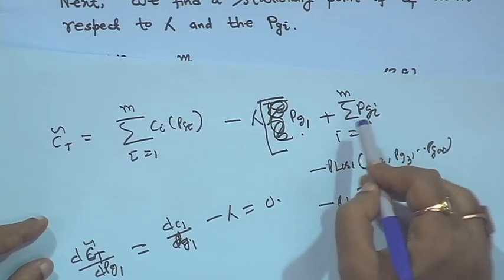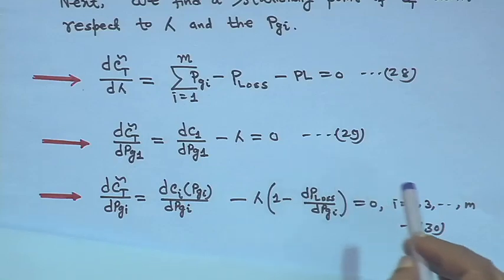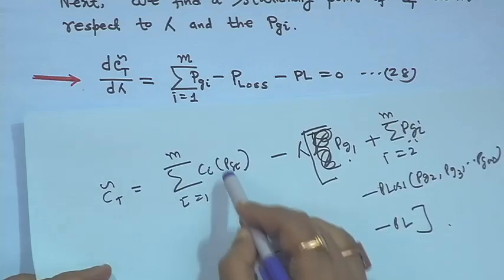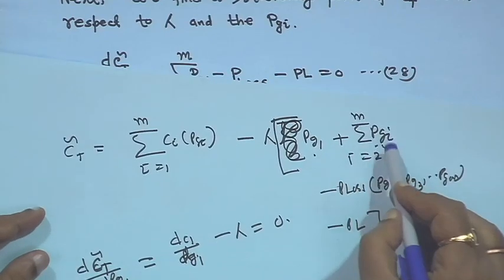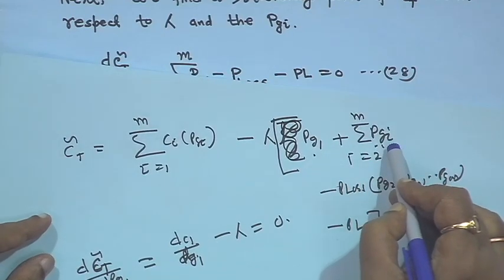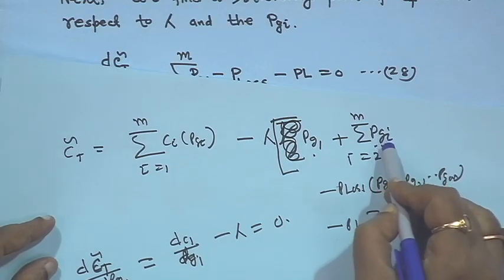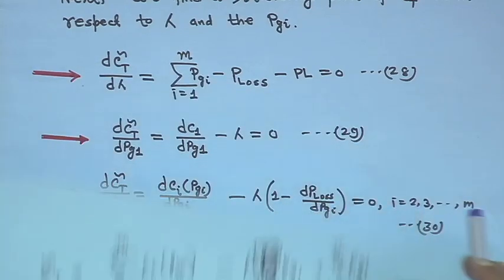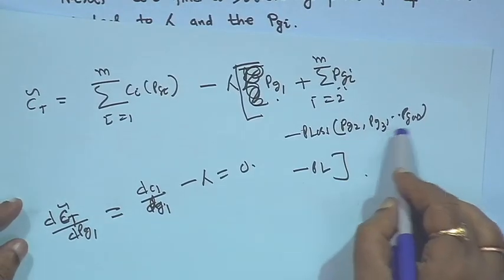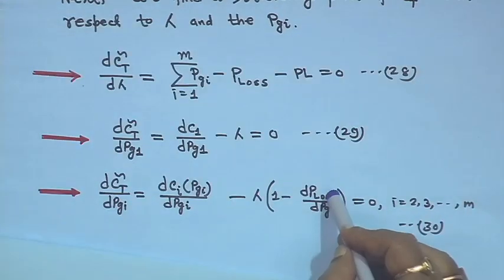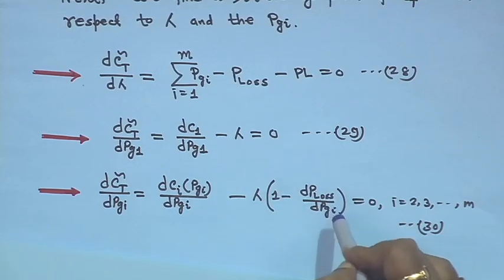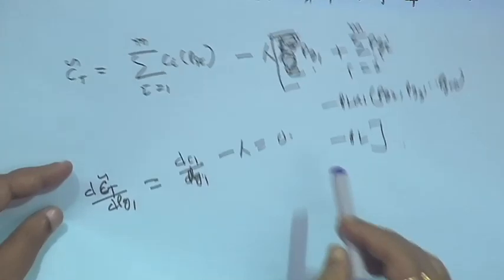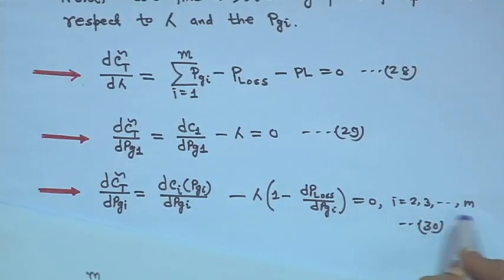So, this will be dCi upon dPgi, and minus lambda, you are taking the derivative with respect to the ith Pgi, that means here only 1 will be there, that is why this one is here, minus. This loss is a function of Pg2, Pg3 up to Pgm. So, it will be dP loss upon dPgi, that is why minus lambda in bracket 1 minus dP loss by dPgi, when you are taking for i is equal to 2 to m.